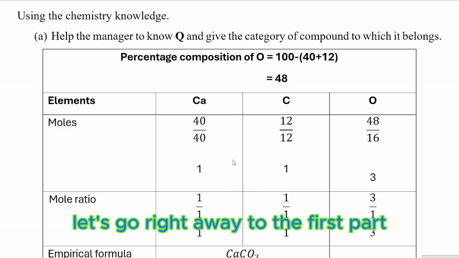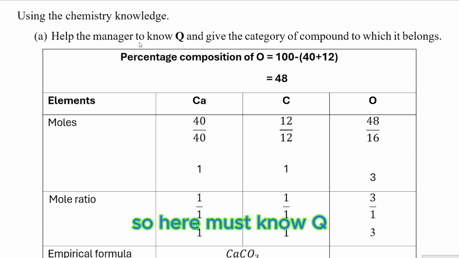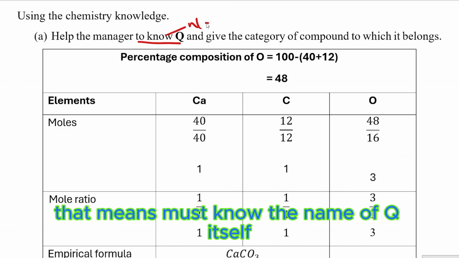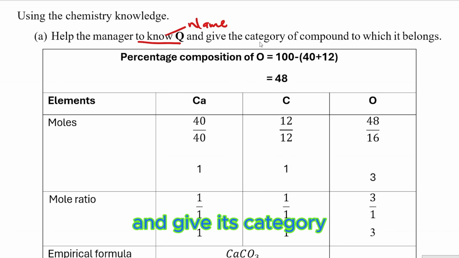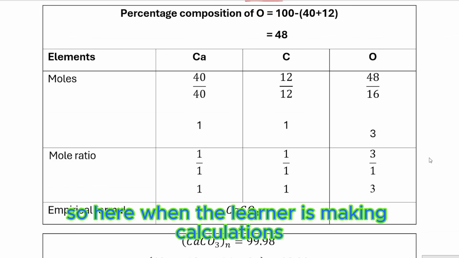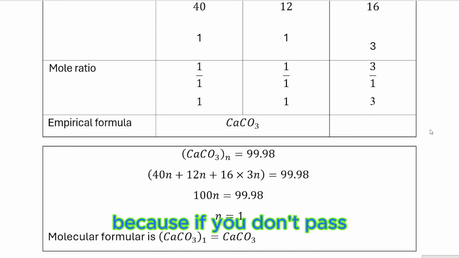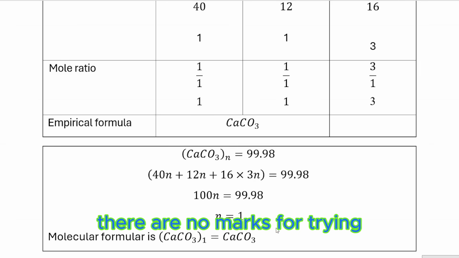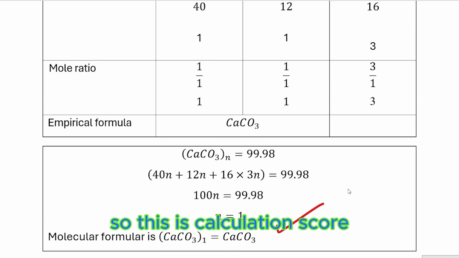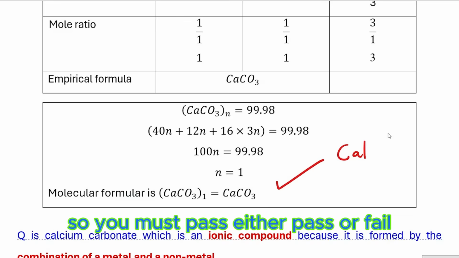Let's go right away to the first part. Help the manager to know and give. So here you must know Q, that means you must know the name of Q itself and give its category. So category goes with the reason here. When the learner is making calculations, there is no shortcut. Either you pass or you fail, because if you don't pass, there are no marks for trying. So this is the calculation score. You must pass, either pass or fail.